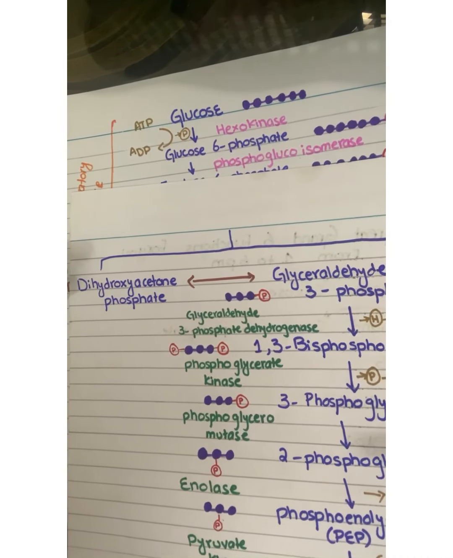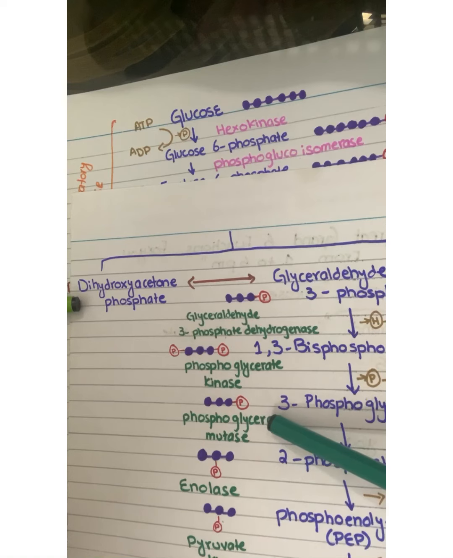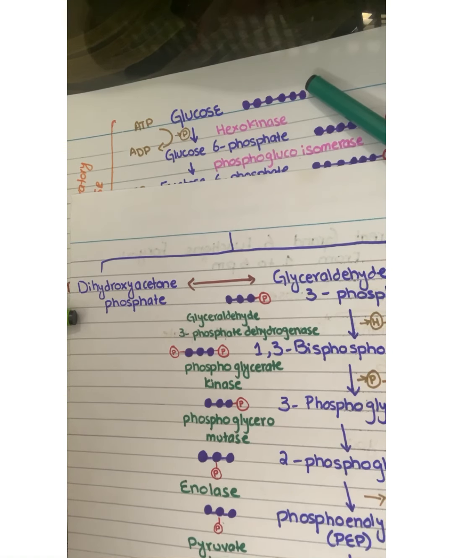These same steps occur over here. Dihydroxyacetone is converted into glyceraldehyde 3-phosphate, and it is converted into 1,3-bisphosphoglycerate, then into 3-phosphoglycerate, then into 2-phosphoglycerate, phosphoenol pyruvate and pyruvate. So, two 3-carbon pyruvate compounds are produced. So, in the whole process of glycolysis, one 6-carbon compound known as glucose is broken down into two 3-carbon compounds known as pyruvate.